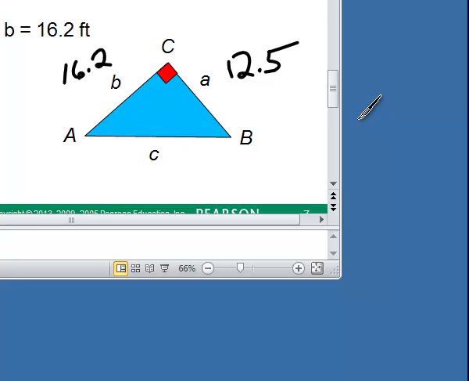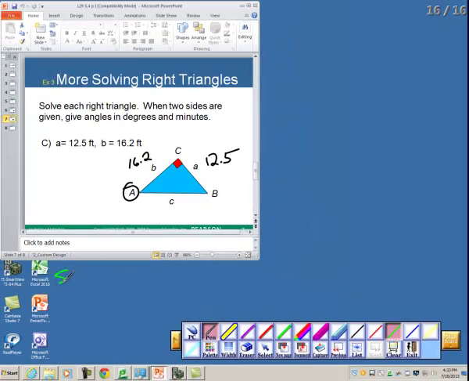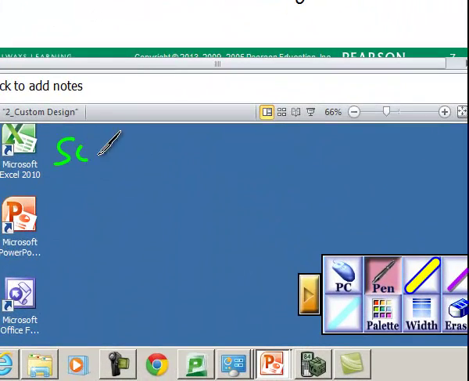Okay? So let's say now we want to find angle A, using our memory device. It's a good idea to have that off to the side for you. Okay, given those two sides, what ratio, sine, cosine, or tangent, would you use to find angle A? Sydney? Tangent, good.